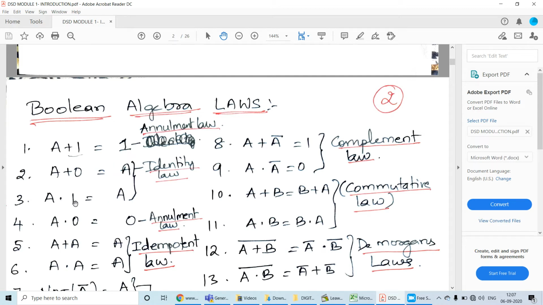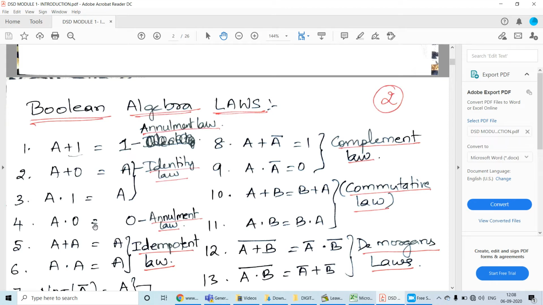Anything multiplied by 1 will be equal to A only, because A into 1 is A. So here A is 0, 0 into 1 is 0. A is 1, 1 into 1 is 1. Now here, into means this is the AND operation. Keep this in mind: into means AND, dot means AND, plus means OR operation. Plus is OR, whereas dot is the AND operation.